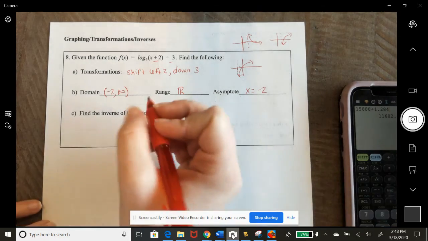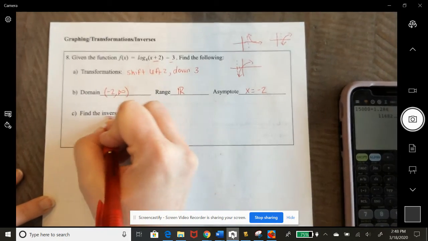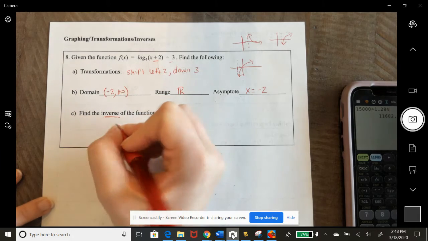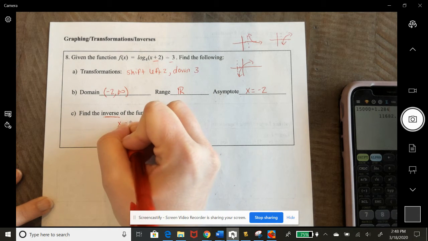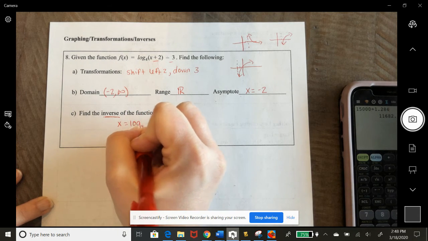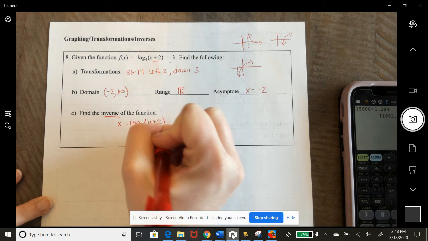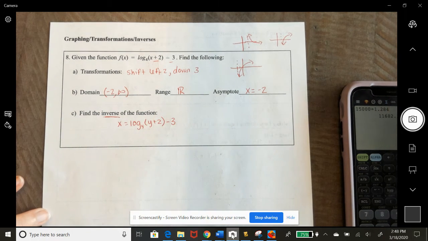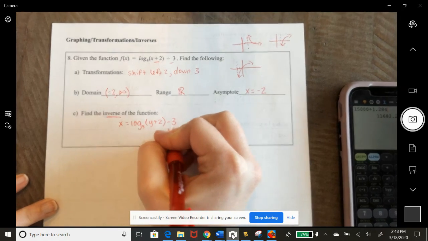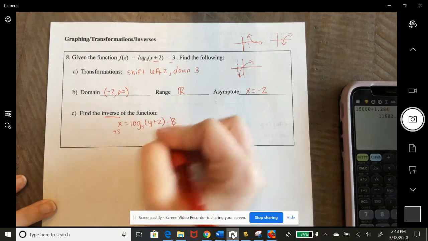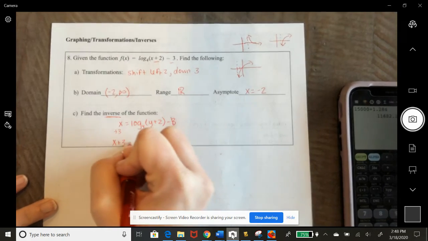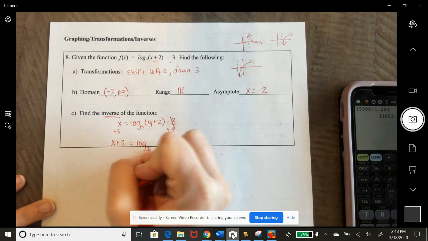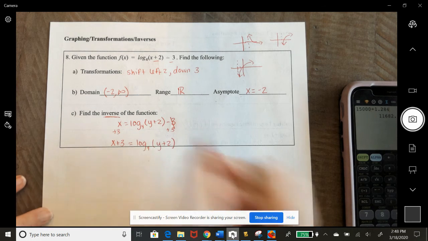Okay, and then the last thing we did was inverse. So what we have to do first is switch our x and y. So we're going to do x equals log base 4 of y plus 2, minus 3. Just using that same function, switching your x and y, and then we solve for y. So add 3 on both sides. So we get x plus 3 equals log base 4 of y plus 2.